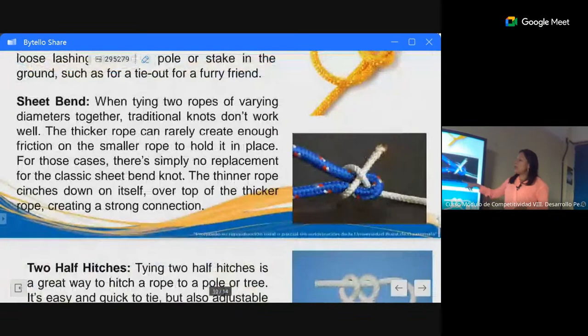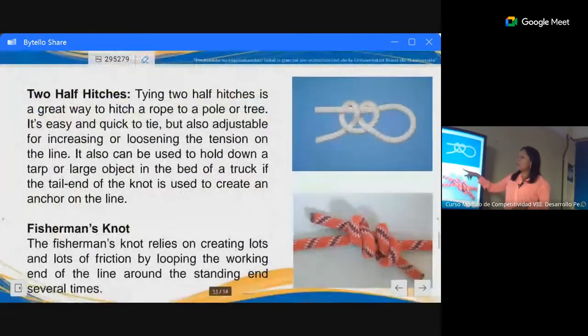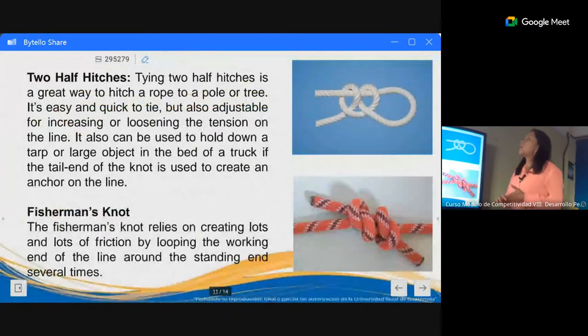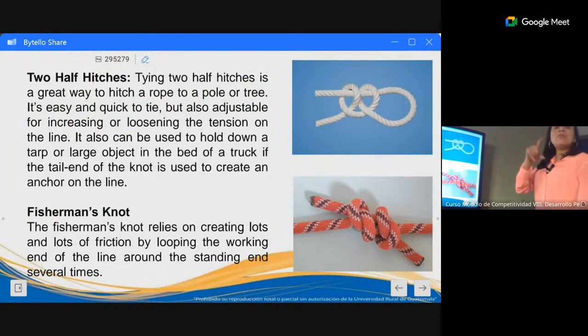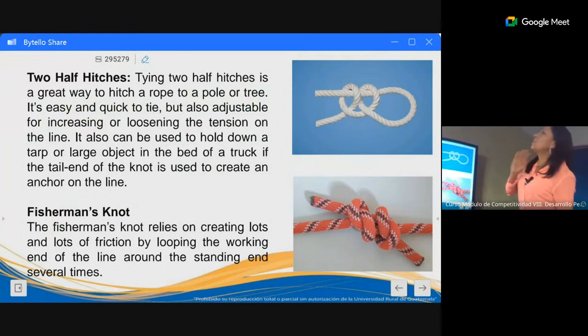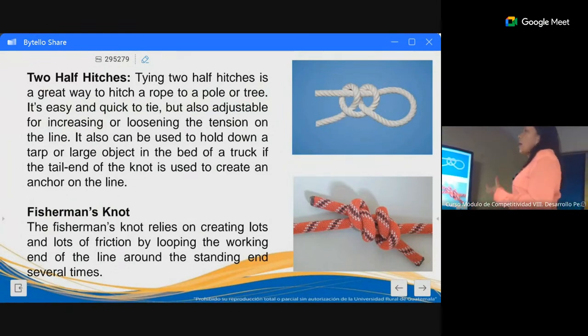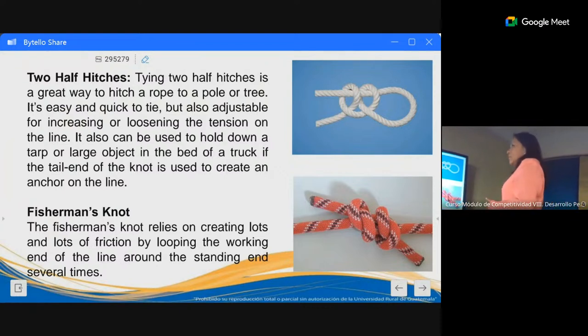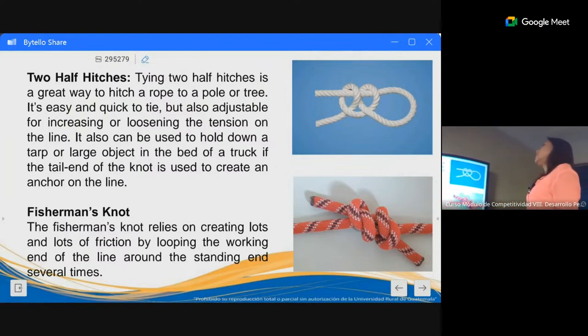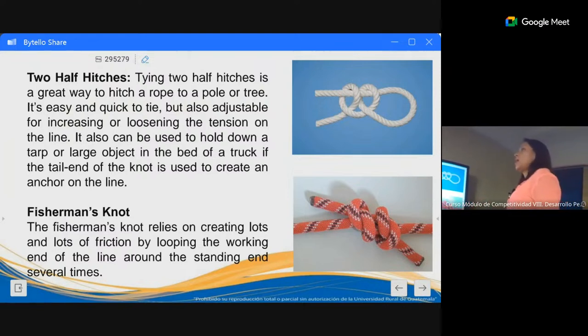Well, now let me show you here. We have the other types. It says two half hitches. Yeah, that's the one that is in there. And it says, tying two half hitches is a great way to hitch a rope to a pole or tree. It's easy and quick to tie, but also adjustable for increasing or losing tension of the line. It also can be used to hold down a large object in the bed of a truck if the tail end of the knot is used to create an anchor on the line. Okay, so this is going to be the two half hitches.